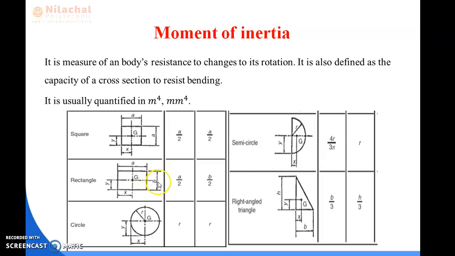So what is the value? B by 2. So see here, B by 2 is your center of gravity.